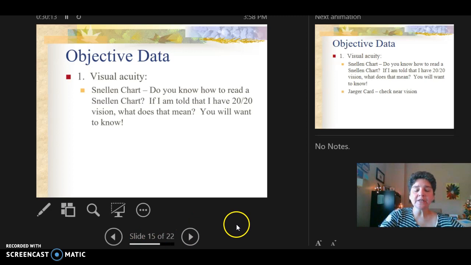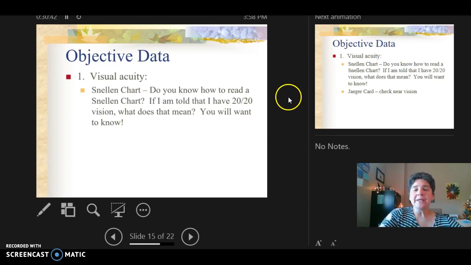So if the person is looking at the chart, and we will look at it in lab a little bit closer so you can actually see the chart, each line has different letters, and then off to the side, if the person reads that line, it says how good their vision is. Now, when we think of perfect vision, we think about vision being 20/20. So what exactly does 20/20 mean?